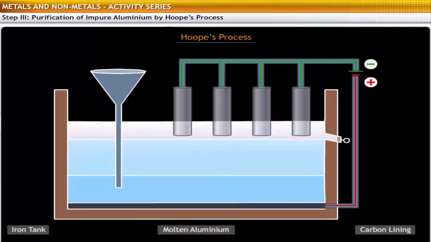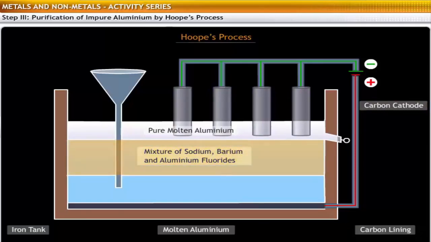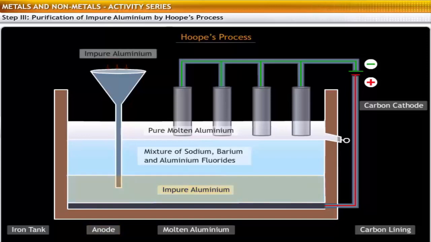The upper layer of the electrolytic cell consists of pure molten aluminium with a series of carbon rods that serve as the cathode. The middle layer, or the electrolyte layer, consists of a molten mixture of sodium, barium and aluminium fluorides. The third layer is the bottom layer. Along with the carbon lining, it acts as the anode for the electrolytic cell. The bottom layer contains impure molten aluminium obtained from Hall and Heroult's process.